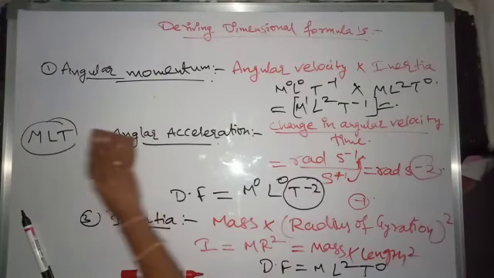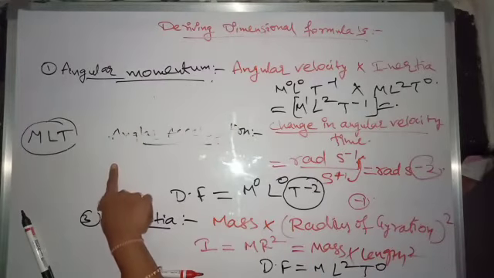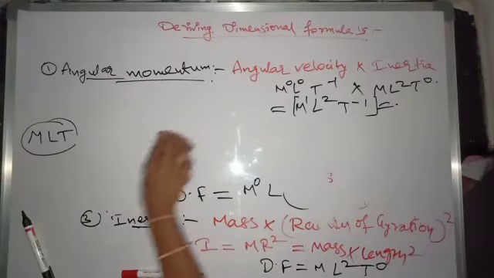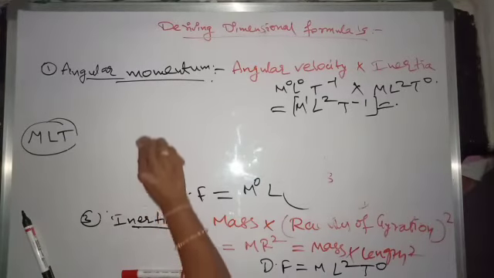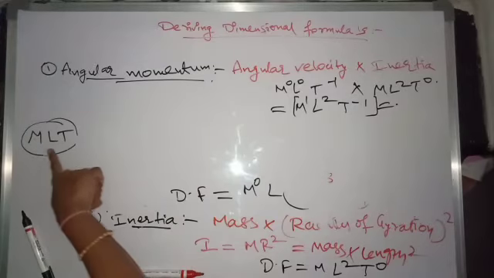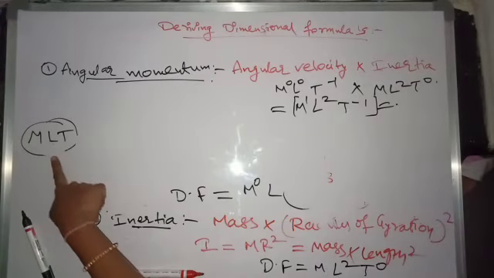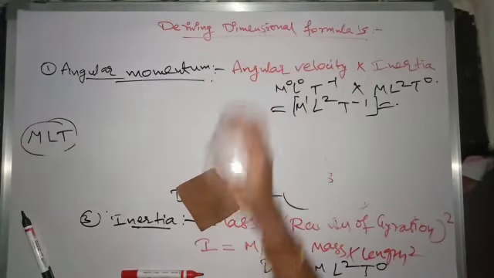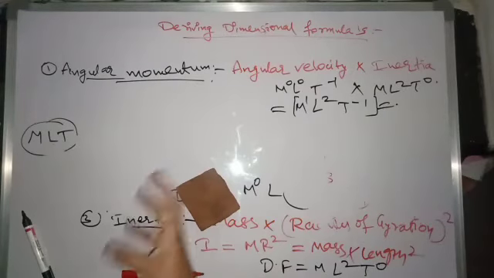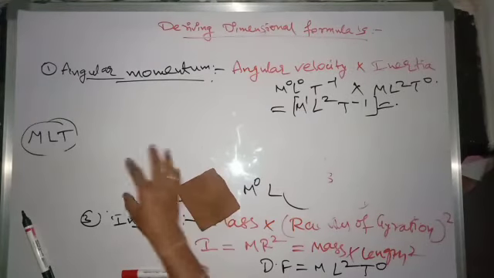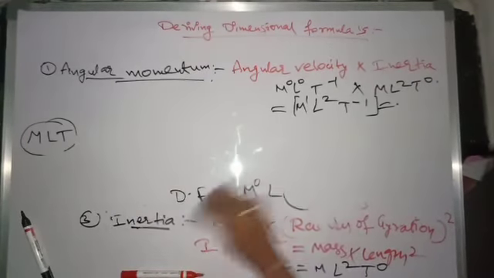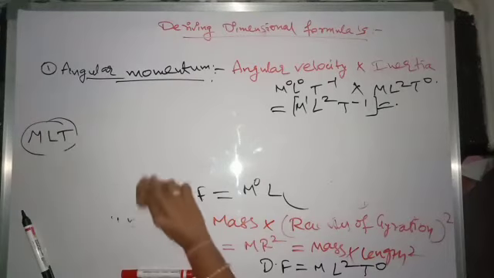Why are we writing only M, L, T? We are representing the derived physical quantities in terms of base physical quantities, that is, fundamental physical quantities. For the dimensional formula, what we are doing is nothing but representing the derived physical quantities in terms of fundamental physical quantities.